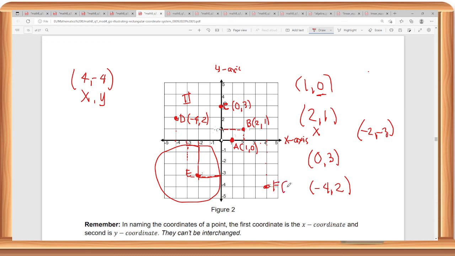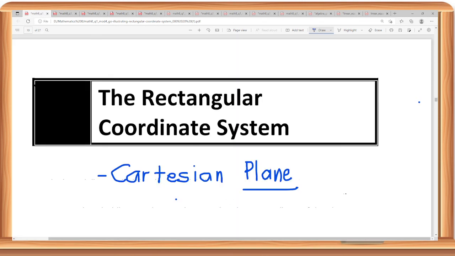The x coordinate is +4 because it is on the right, and the y coordinate is -4 because it is below. Okay, so that's it. This is how we can describe a Cartesian plane, or what we call the rectangular coordinate system.